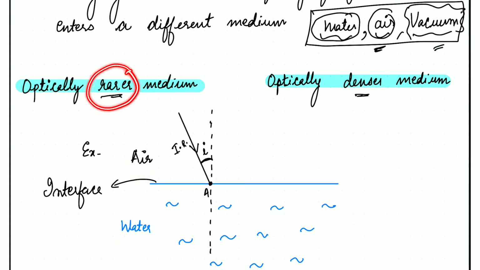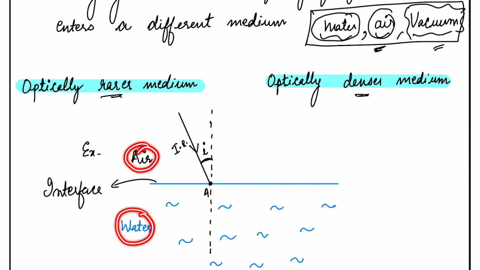Now, optically rarer medium, optically denser medium. Denser medium means a medium which is dense in nature. Rarer medium means it is not so dense in nature. So you just tell me, from air and water, which medium feels denser in nature? Yes, I hope you guys have guessed the answer. Naturally, we will say that air seems rarer because it is not so dense.